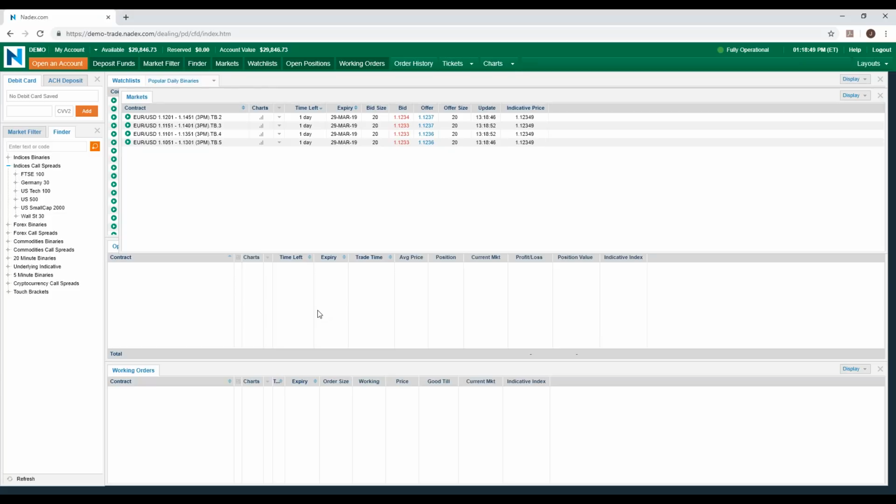KM, you're asking, you trade touch brackets on the US 500, but you're having difficulty understanding the price movement of the touch bracket Forex contracts. Hold on, I'm just trying to read your question here.